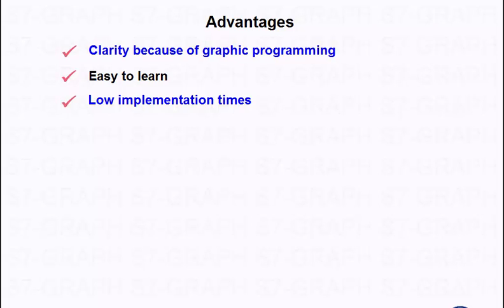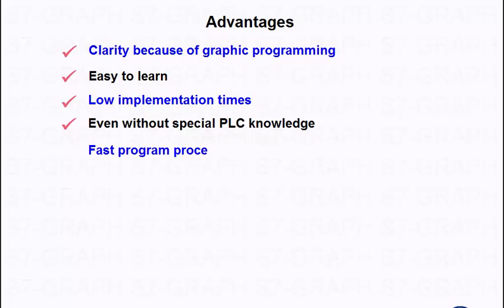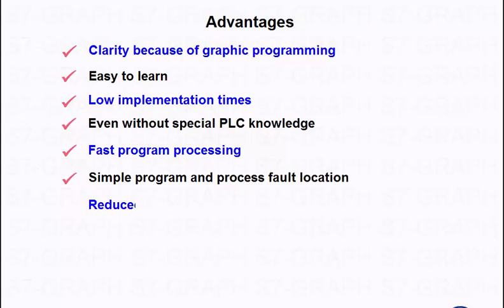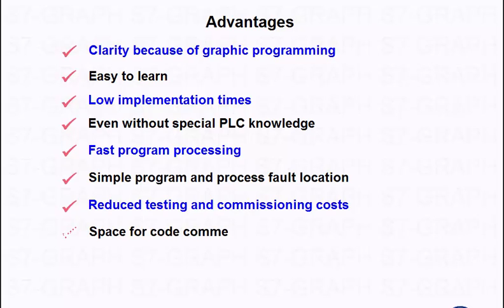S7 Graph is characterized by its low implementation times, as the code generation is less prone to errors. Also, users without special PLC knowledge, such as technological specialists planning and developing a plant, can implement their knowledge of technological process structures directly in a runnable PLC program using S7 Graph. S7 Graph achieves optimized program runtimes as only the active part of the program is being processed. The graphic programming interface reduces the search times for certain program sequences, hence reduces testing and commissioning costs.